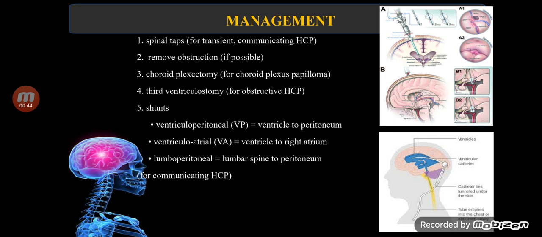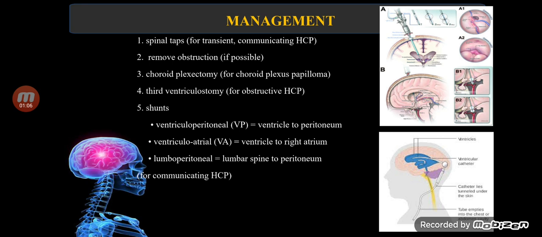In managing a patient with hydrocephalus, you have first of all to treat the cause. So if the patient presents with an obstructive type due to an existing tumor, you have to remove that obstruction through removal of the tumor itself. Sometimes for patients with obstructive hydrocephalus, a third ventriculostomy may be applied.